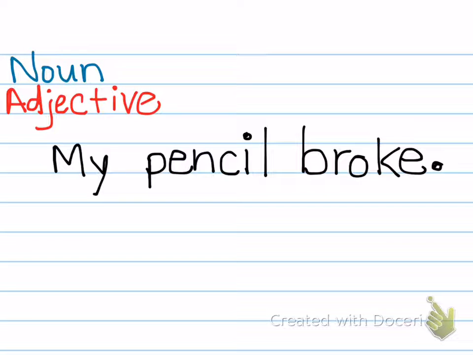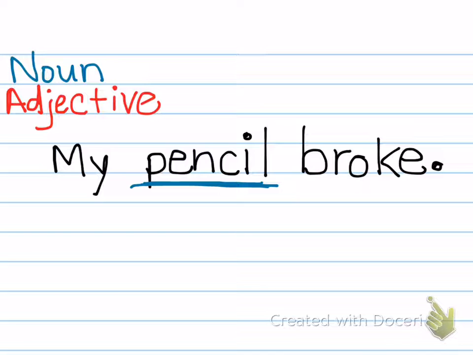Let's try that again. Let's read our next sentence. My pencil broke. My first job is to find the noun. Which one of those words is the noun? Did you guess pencil? You are correct. Pencil is a thing. So again, it is a noun.